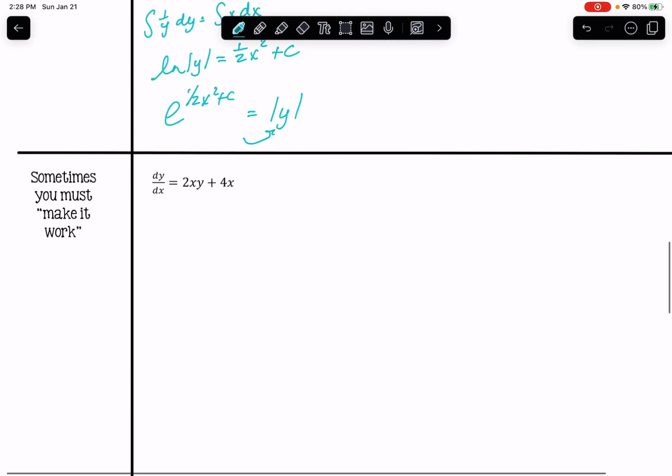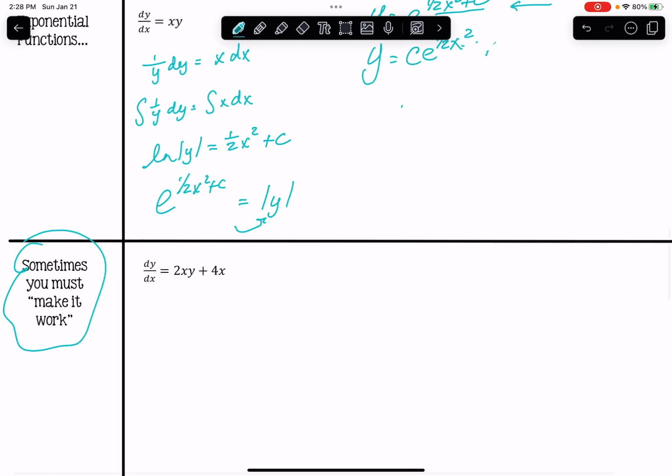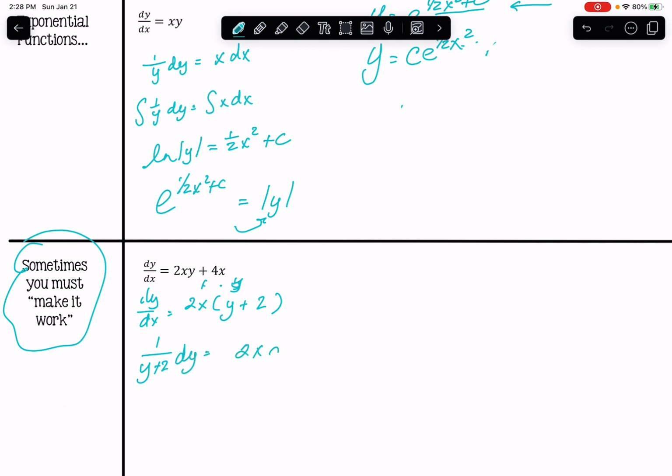Let's look at this little thing that says sometimes you must make it work. So I wonder how you did if you tried this one. We just need to get our x's and y's separated. So if you saw that you could factor out 2x, you get y plus 2. So there I have it. I have them separated. I have an x times a y. So I have 1 over y plus 2 dy is equal to 2x dx.